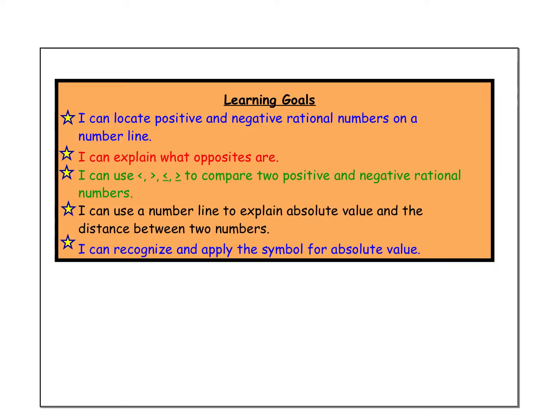So our learning goals for today, we're going to be learning about integers, and then our success criteria is if you can locate positive and negative numbers on a number line, if you can explain what opposites are, if you can compare positive and negative numbers, and if you can tell me what absolute value means. That's how you will know you are successful.